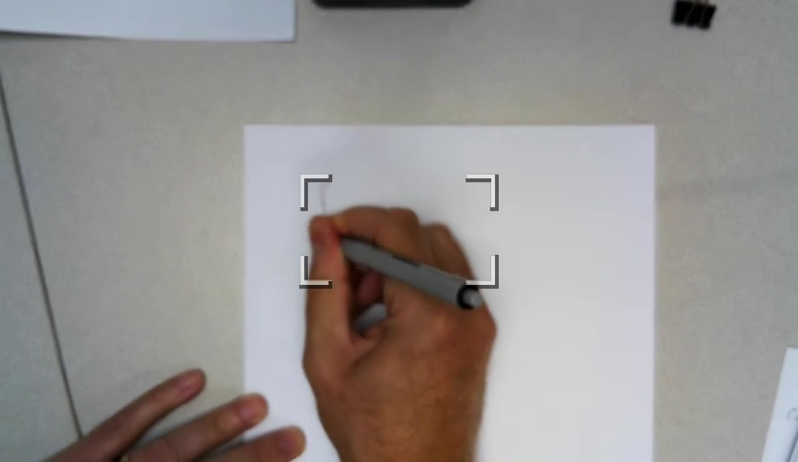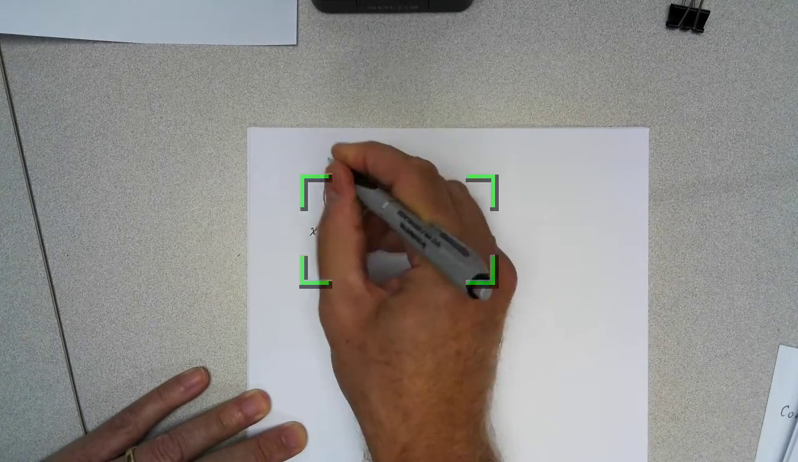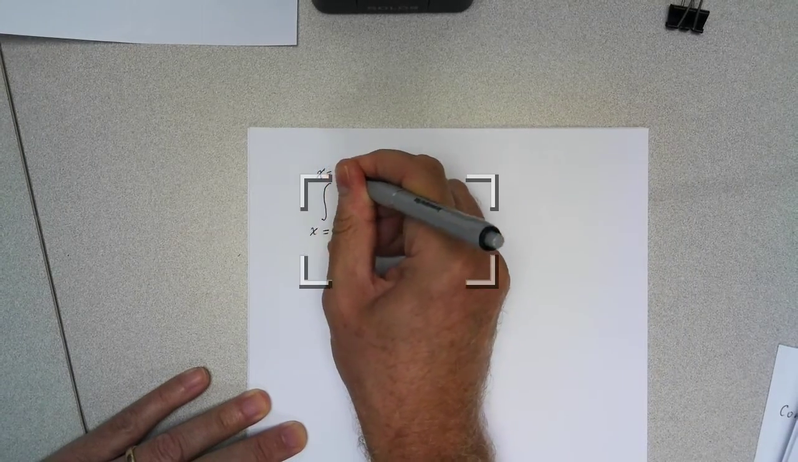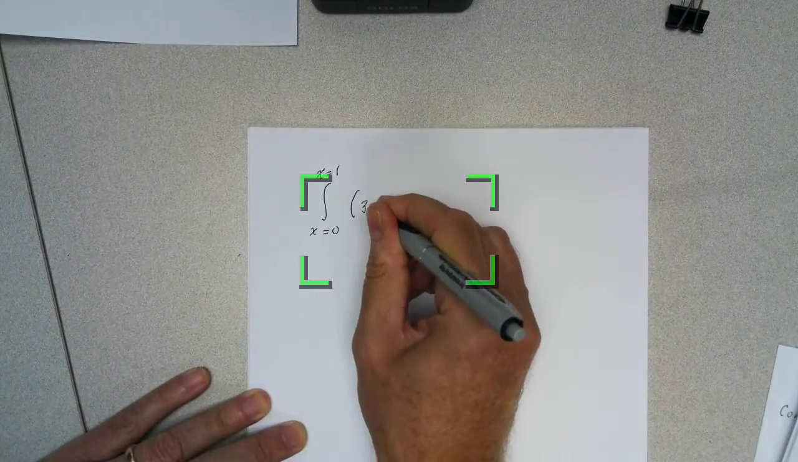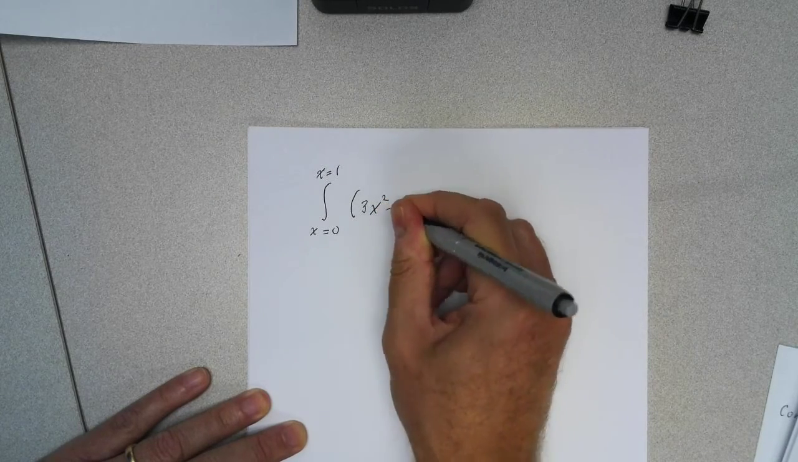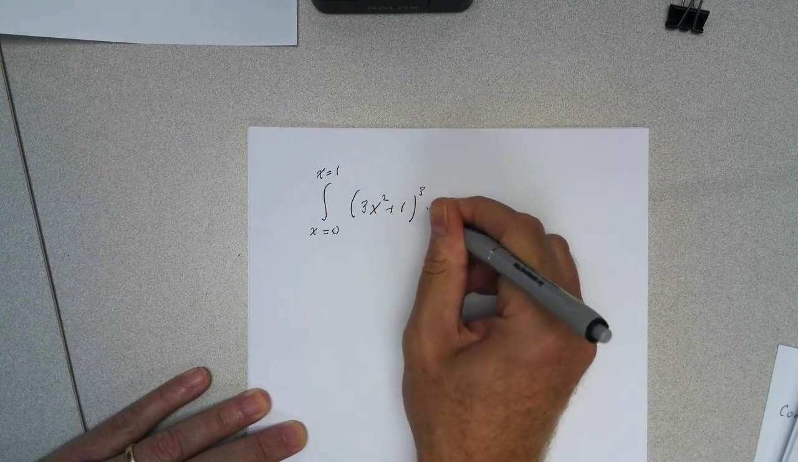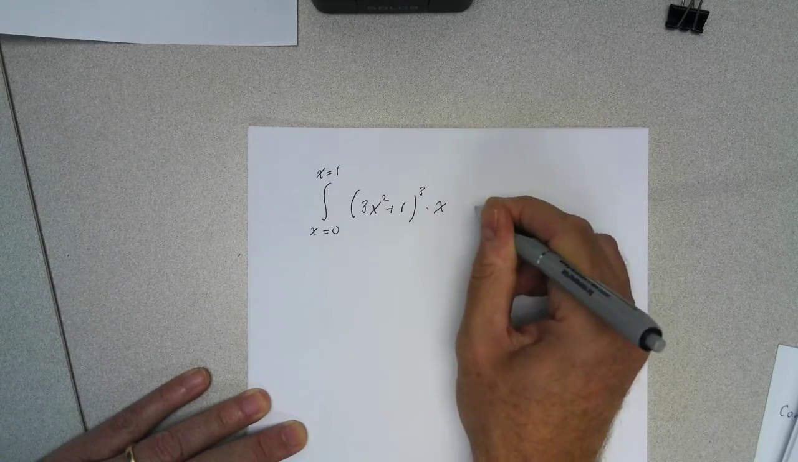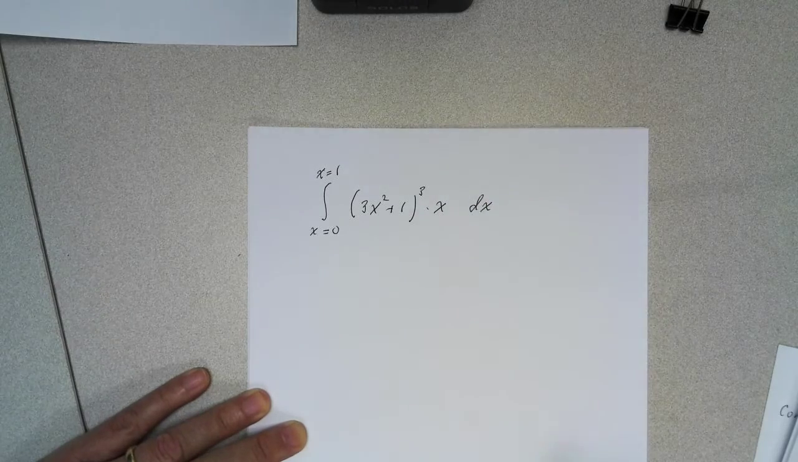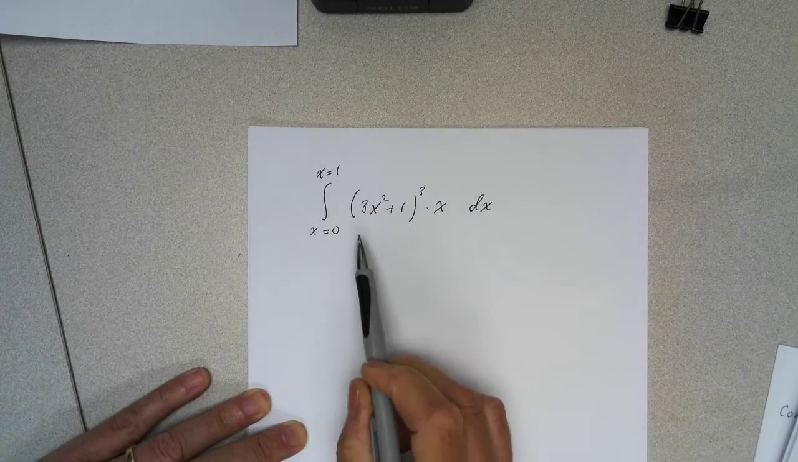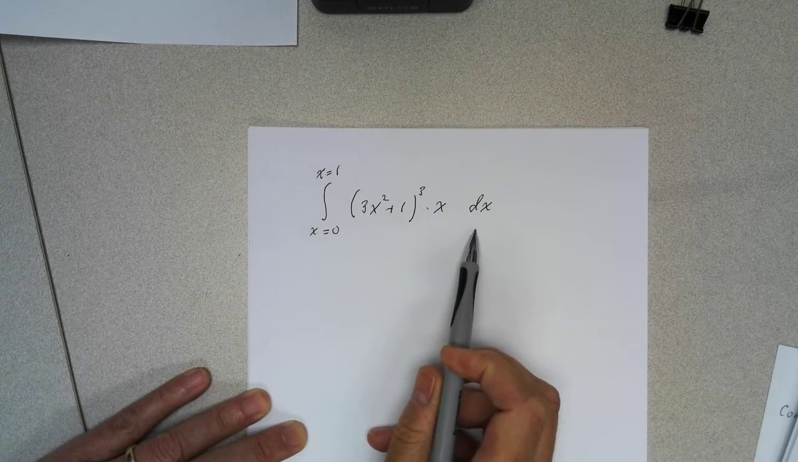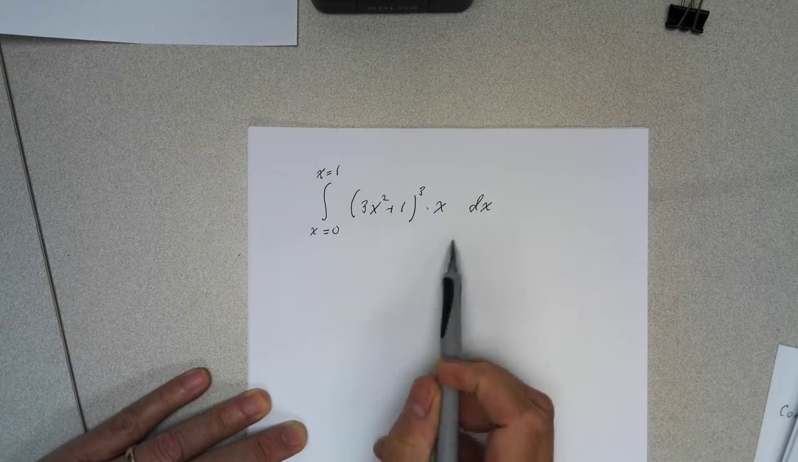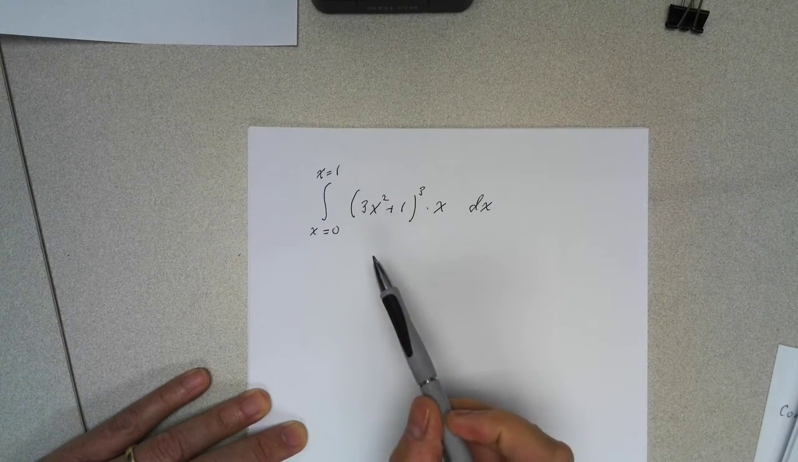And let's make it a definite integral. The integral from x equals 0 to x equals 1, (3x squared plus 1) to the third times x dx. Now, what's different about this is it's a definite integral. There are a couple ways to handle this, but we know the result should be a number.